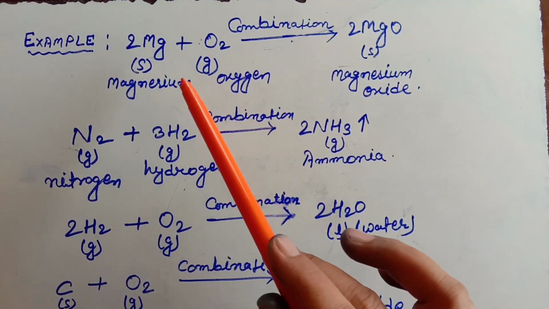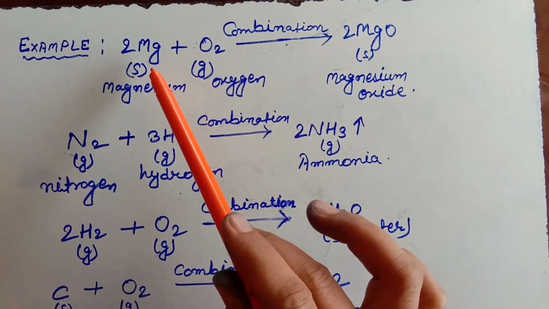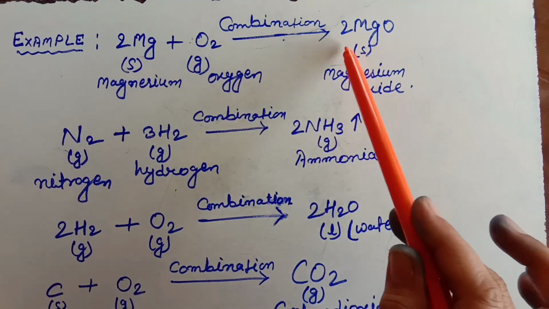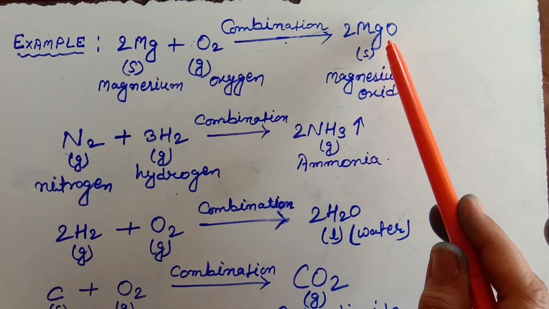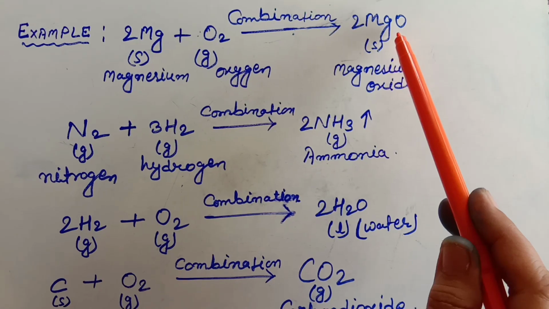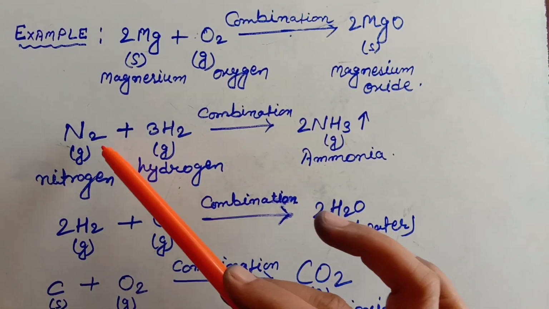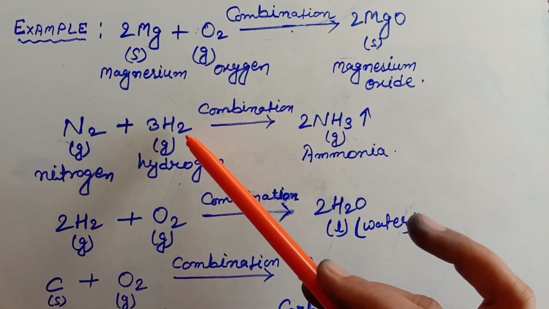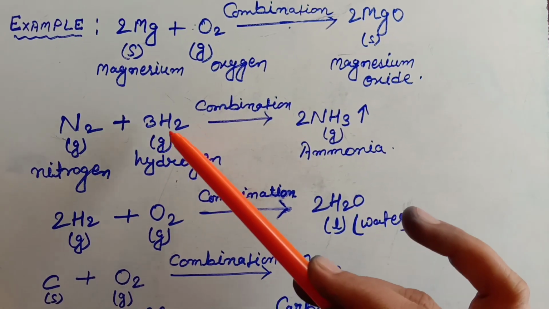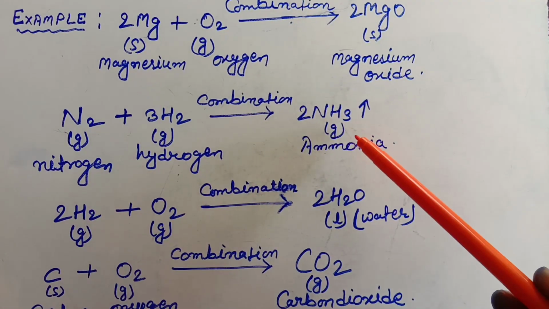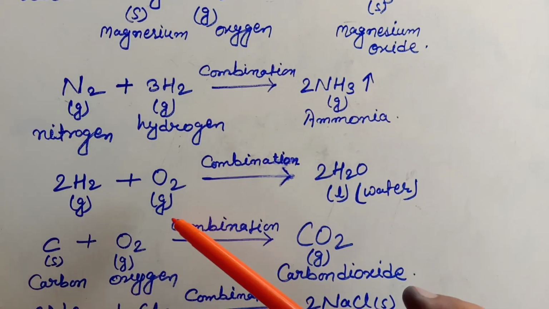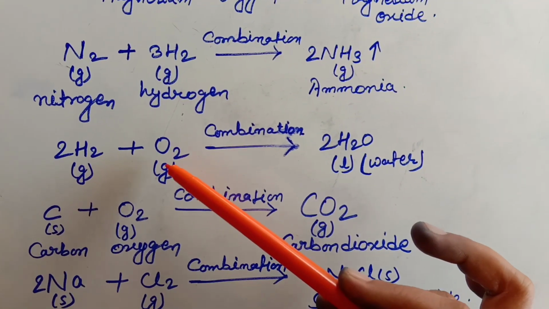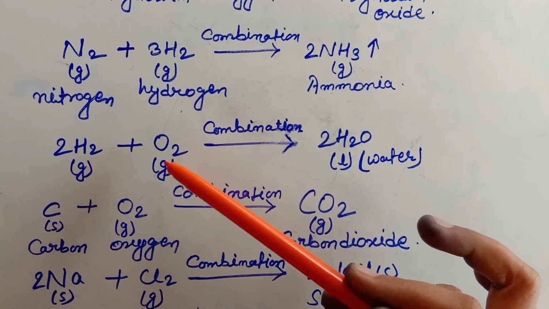So see here the example. Magnesium ribbon burns with oxygen to form magnesium oxide. Both combined with each other and we got a single product. This is the result of a combination reaction. In the next example, nitrogen reacts with hydrogen, means nitrogen combines with hydrogen to form ammonia gas. Two elements, single product.